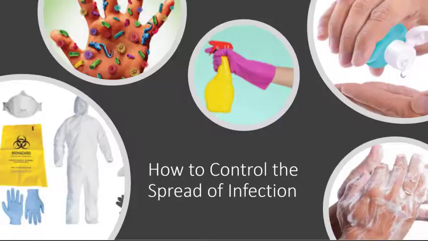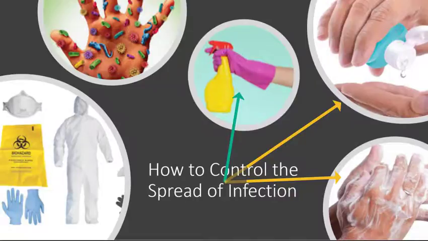Four common methods of infection control used in healthcare settings are pictured here, and they include hand hygiene, which does include hand washing with soap and water or the use of an alcohol-based hand sanitizer, decontaminating objects and surfaces, using personal protective equipment, and taking isolation precautions.